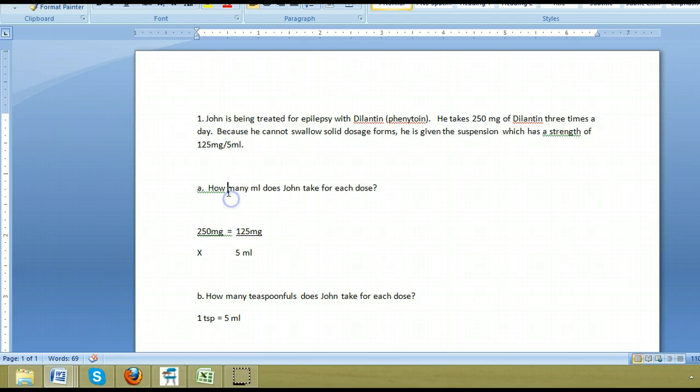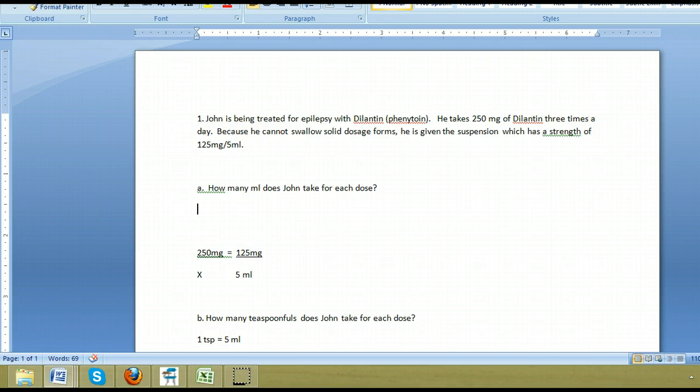So what you want to do is, you are given the strength of the Dilantin in the bottle, and it's 125 milligrams per 5 mils. You can think of that as sort of a conversion factor, okay? Because the way we're going to solve this problem is through the ratio proportion method, where we set the problem up and cross multiply. So I'm going to show the strength of the bottle vertically: 125 milligrams, and below it, 5 mils.